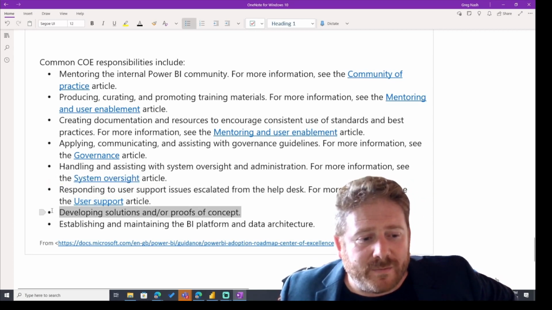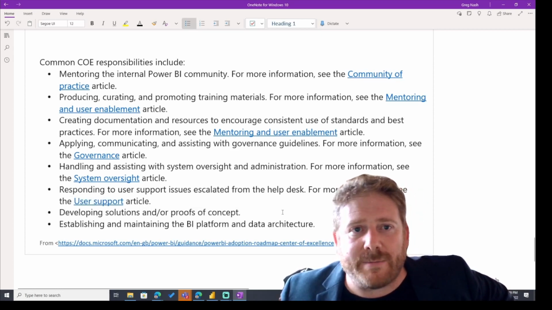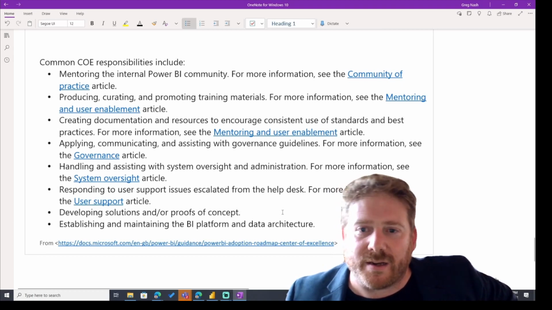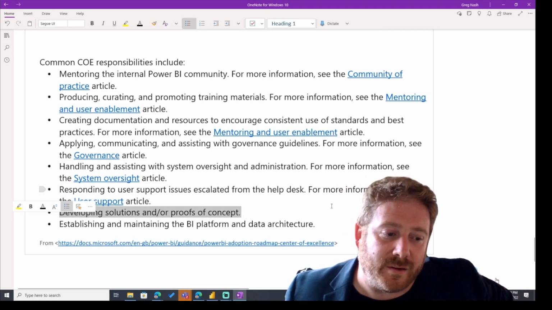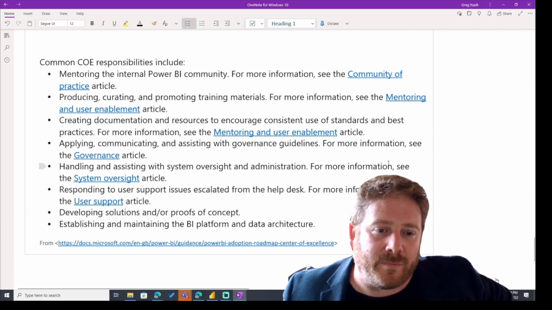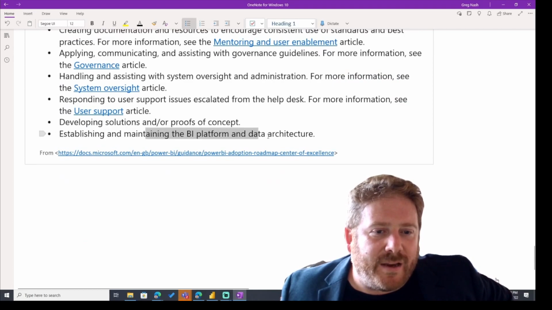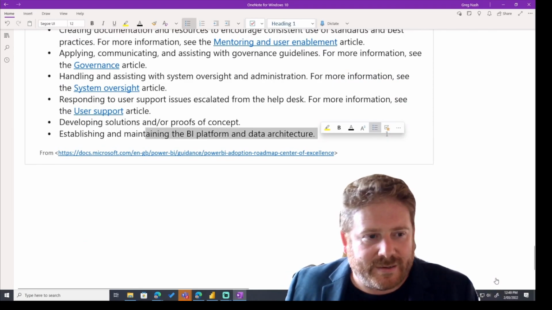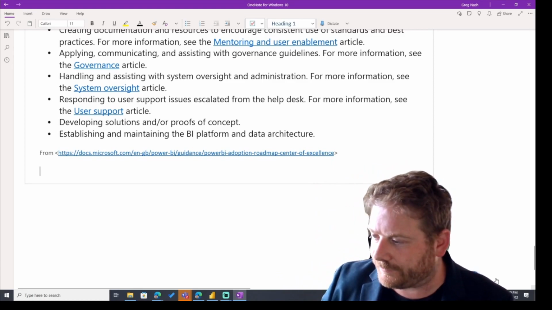Helping with developing proofs of concepts, especially, and testing out new things. Hey, we want to do real-time data in Power BI. How's that going to work? No idea. Well, let's put some of these people, the experts, on that experiment. Yeah. That's what your center of excellence is going to be doing. And establishing and maintaining a BI platform and data architecture. So getting it up and running and maintaining the architecture.